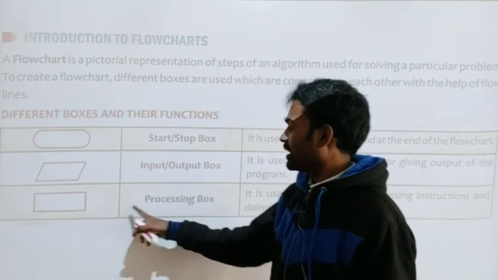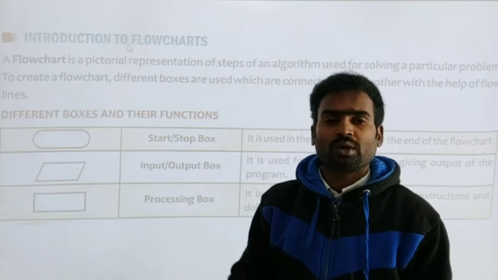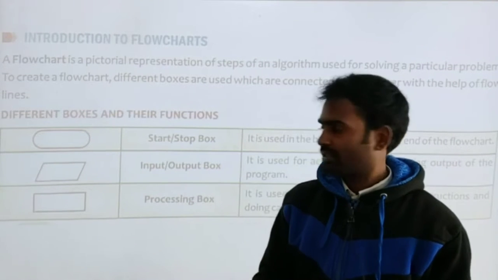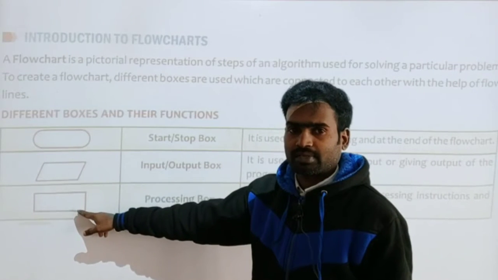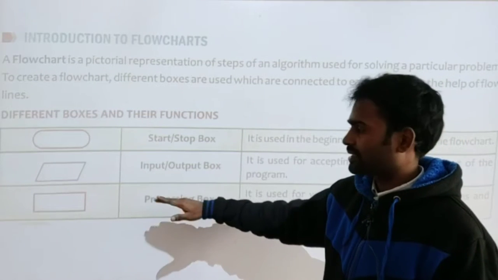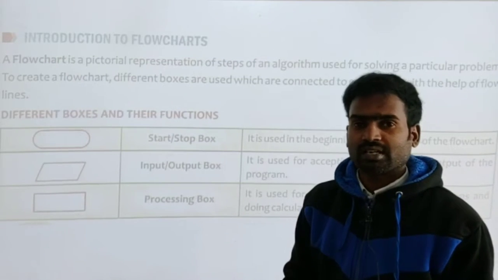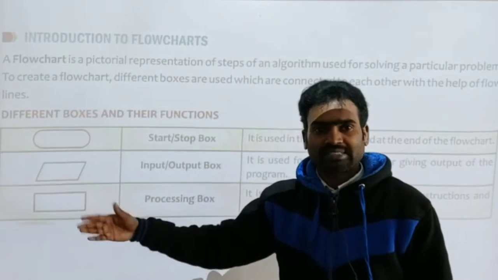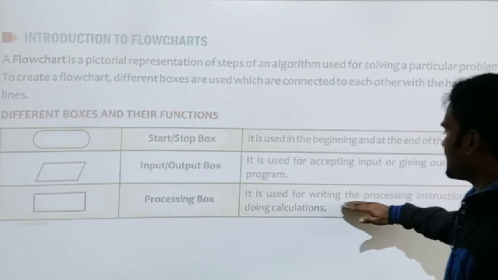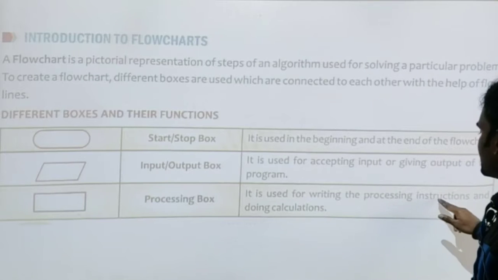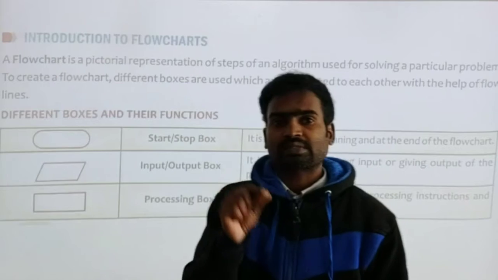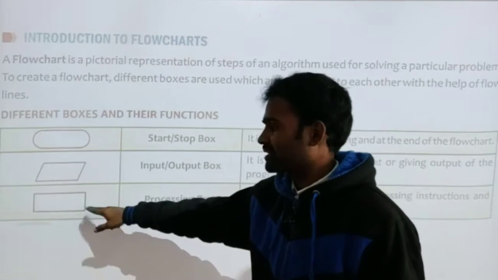And the next one, processing. After getting the input, what do we do? We process it. This rectangular diagram is the processing box. Whenever we process some inputs, we use this diagram. We will see an example for that. The processing box is used for writing the processing instructions and doing calculations.